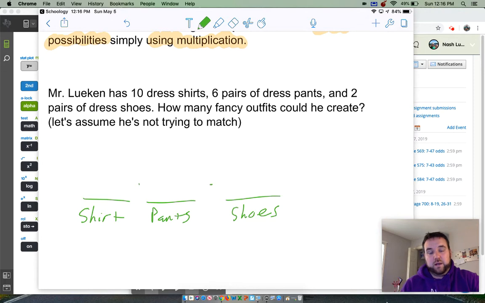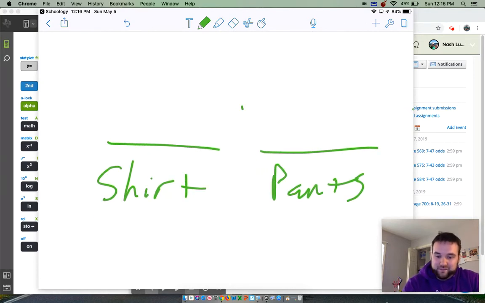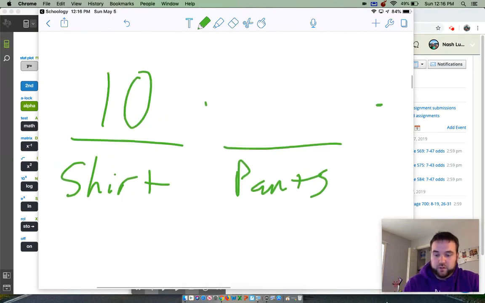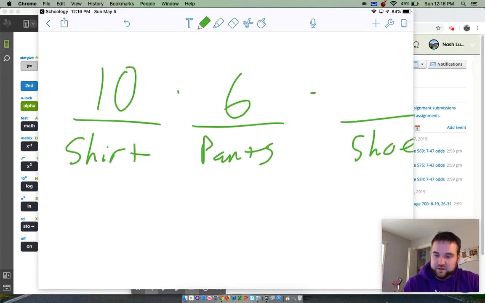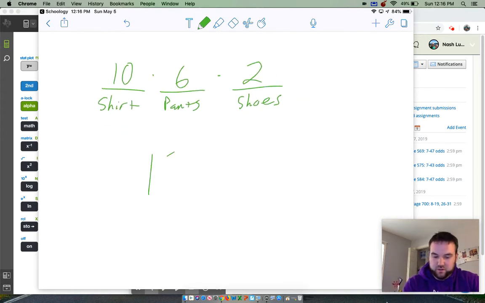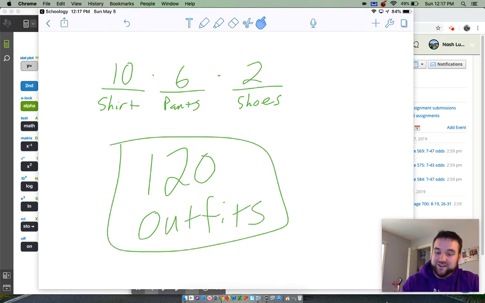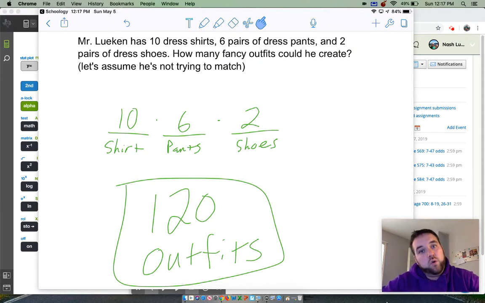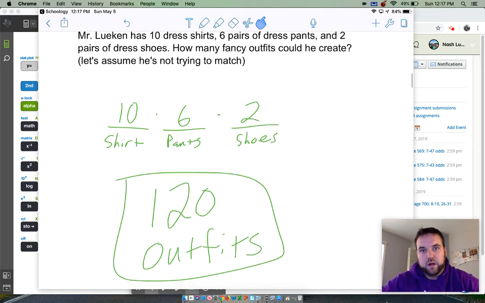In each blank, or what we call slots, I'm going to put how many options I have for that decision. When it comes to the shirt decision, I have 10 shirts to pick from, and I choose one of them. Pair of pants, I've got 6 options. And finally, the shoes, I've got 2 options. So I'm just going to multiply 10, 6, and 2 together to come up with 120 different outfits I could wear. Obviously, as the number of categories or choices increases, these numbers will grow very quickly.